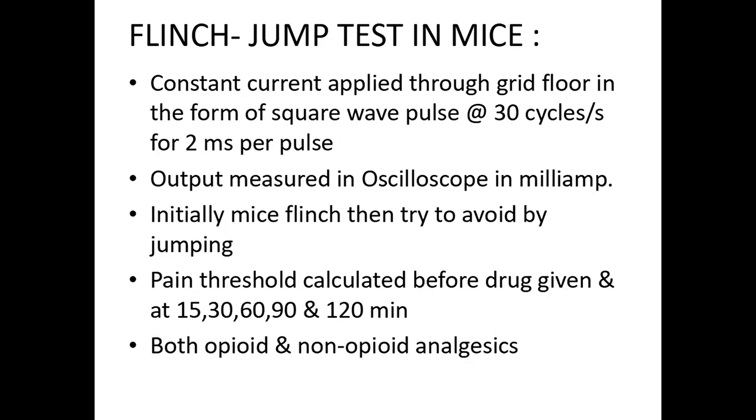Then another method is flinch jump test in mice. So constant current is applied through grid floor in the form of square wave pulse at the rate of 30 cycles per second for 2 milliseconds per pulse. Output is measured in oscilloscope in milliampere. Initially mice flinch, then try to avoid by jumping. Pain threshold is calculated before drug is given and at 15, 30, 60, 90 and 120 minutes. Both opioid and non-opioid analgesics can be tested by flinch jump test in mice.